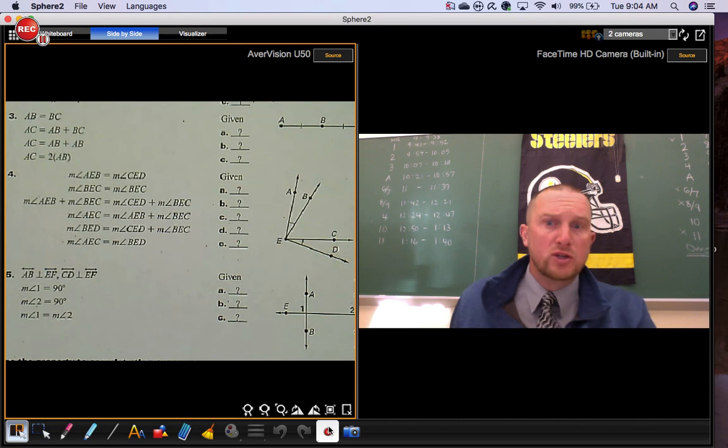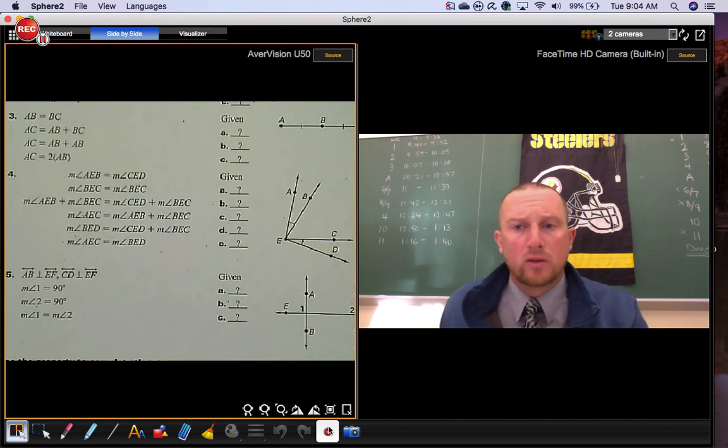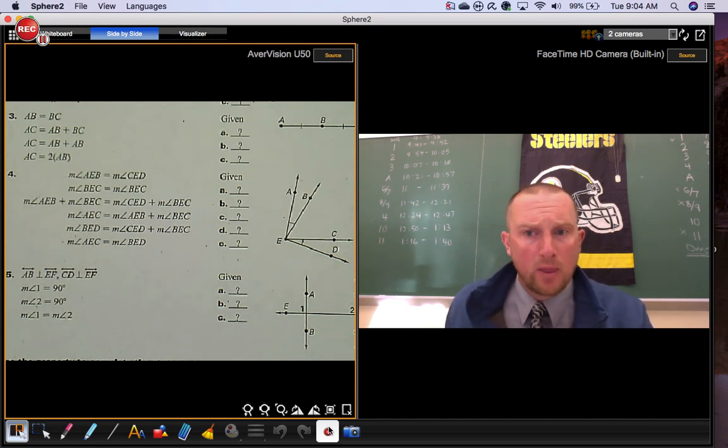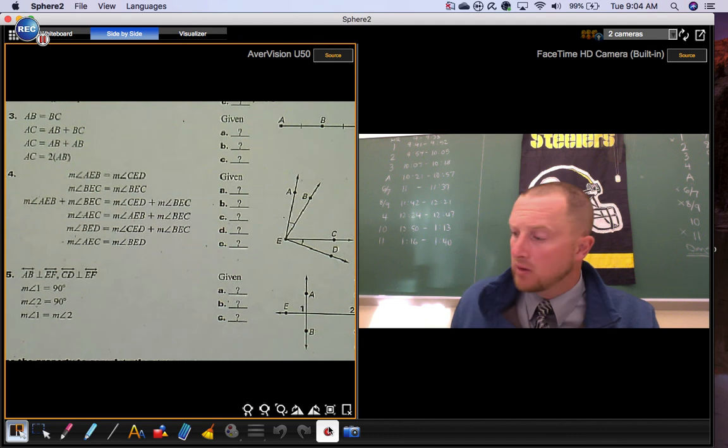These are more geometric proofs where you have to rely on looking at a diagram and some of the postulates and definitions that we need to use and properties on our theorem packet.